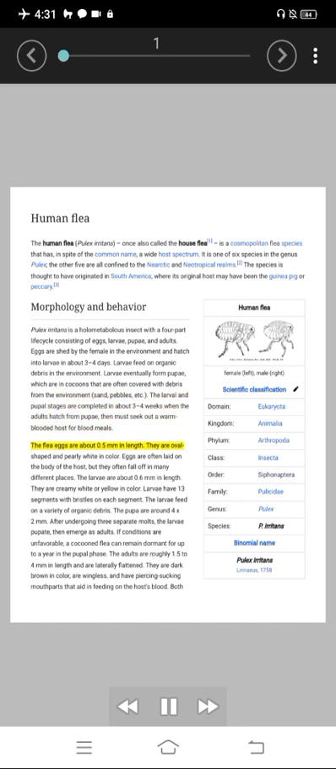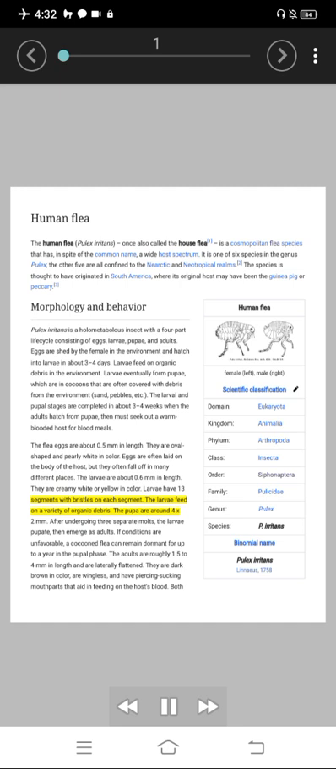The flea eggs are about 0.5 millimeters in length. They are oval-shaped and pearly white in color. Eggs are often laid on the body of the host, but they often fall off in many different places. The larvae are about 0.6 millimeters in length. They are creamy white or yellow in color. Larvae have 13 segments with bristles on each segment. The larvae feed on a variety of organic debris.